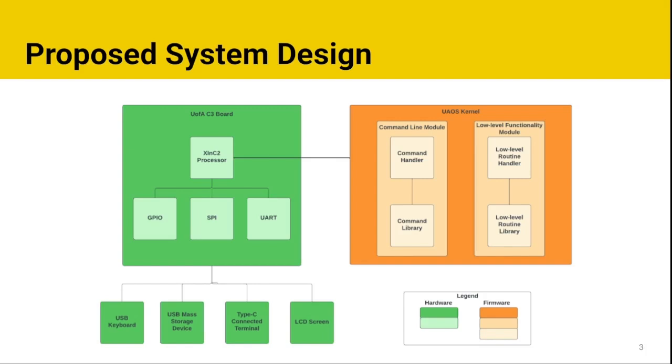To meet our goals, our proposed system design consisted of two major subsystems, the U of A C3 board and the UAOS kernel. For the C3 board, we planned for it to run the UAOS kernel via its Zinc 2 processor and use GPIO, SPI, or UART to interact with any peripheral devices it connected to, which could be a USB keyboard, a USB mass storage device, a Type-C connected terminal, or an LCD screen.